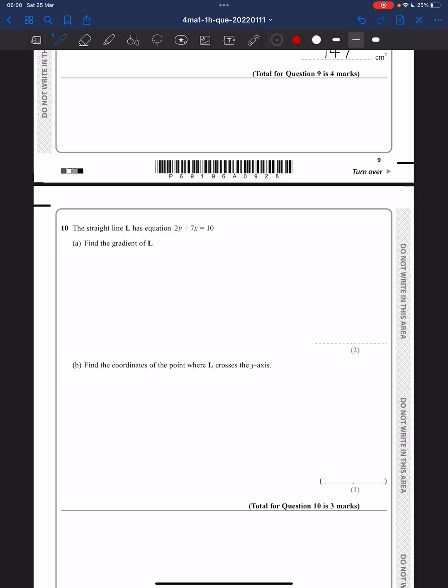Okay, number 10. The straight line has equation 2y plus 7x equals 10. Find the gradient. Well, the gradient is the m once the equation's been rearranged into the form y equals mx plus c. So I've got 2y. I'm going to take the 7x from each side, then divide through by 2. Okay, and the gradient is the minus 3.5 there.